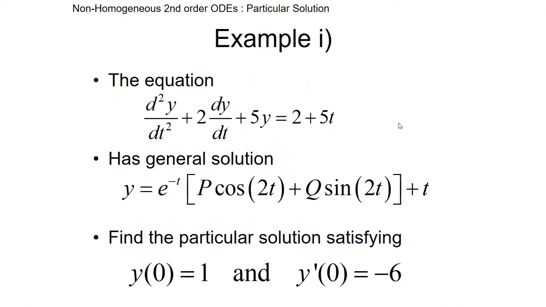In this first example, we're given what the general solution is. Here is our equation. y is a function of t. We can see we have a polynomial right-hand side. We have the general solution here, involving an exponential and sine and cosine terms, and a particular integral of t. This is the general solution, but we're asked to find the particular solution satisfying the two conditions here, that when t is equal to 0, y is 1, dy by dt is minus 6.